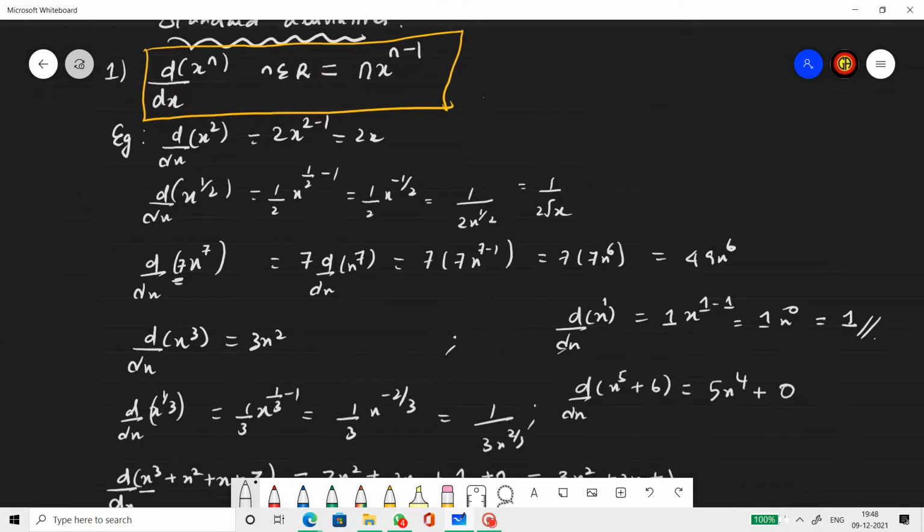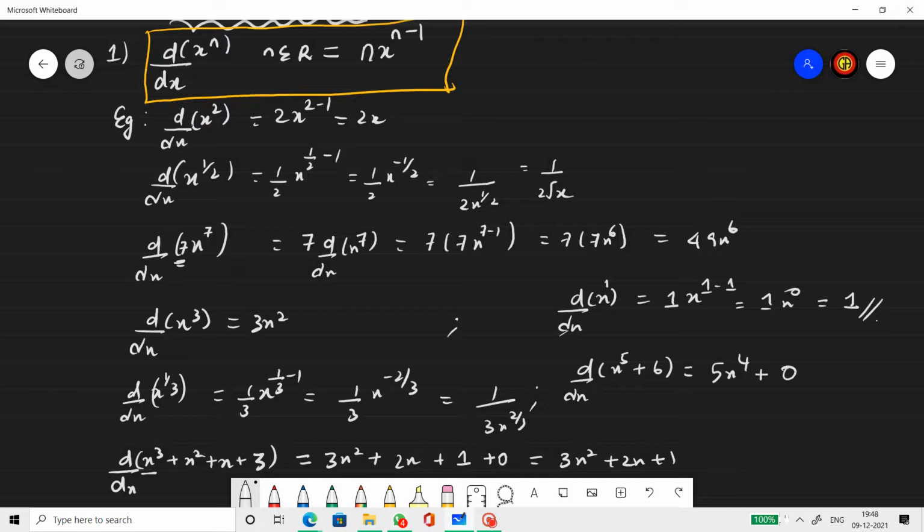Now I've given some examples to understand this. Differentiation of x square. What is x square? x square is y. y is equal to x square. So when x changes, how much does y change? What is the rate of change of x square when x changes? When I differentiate x square, I have to use this principle: the power comes down and 1 will be subtracted from the power. So x square differentiation is 2x.